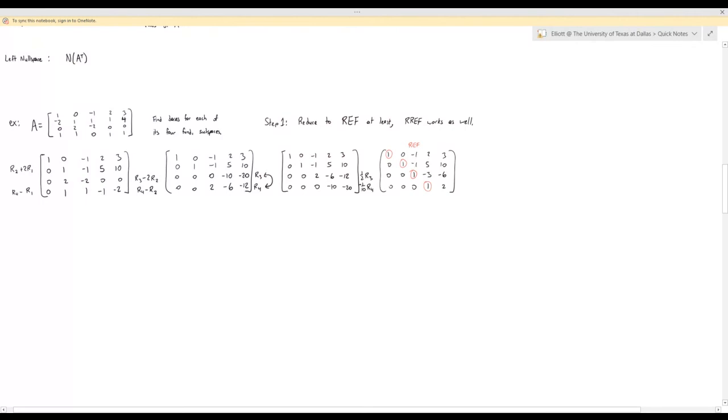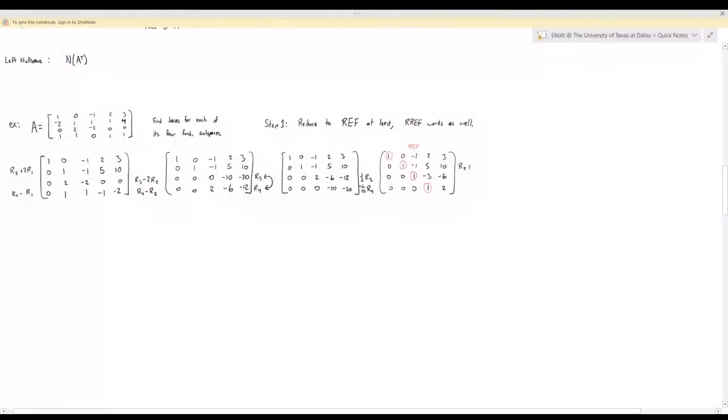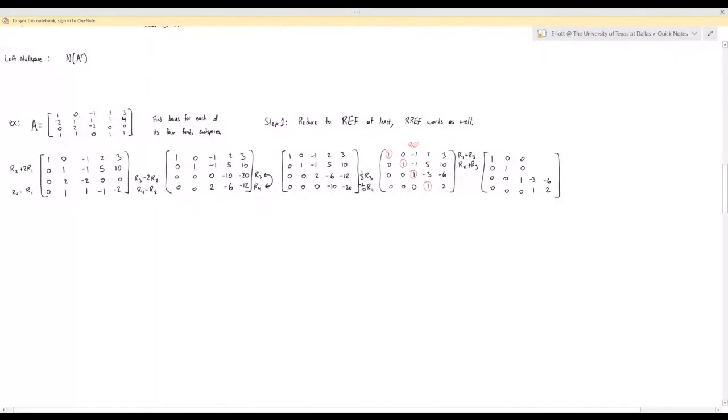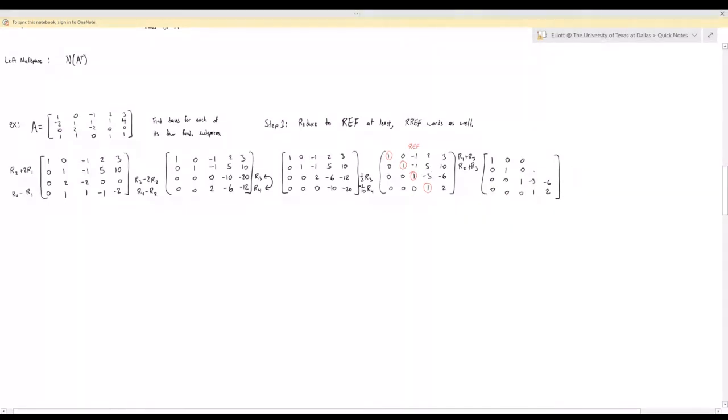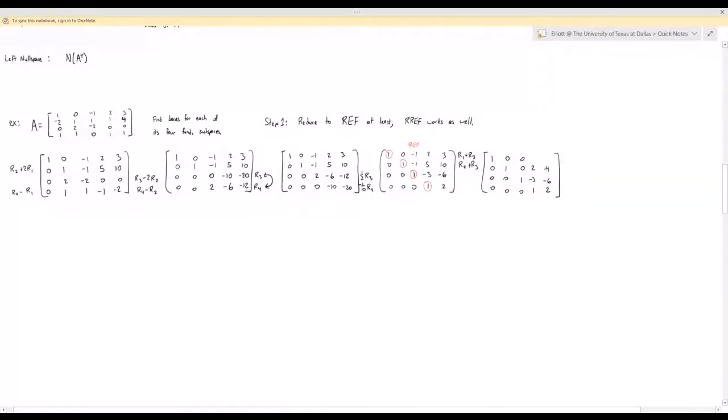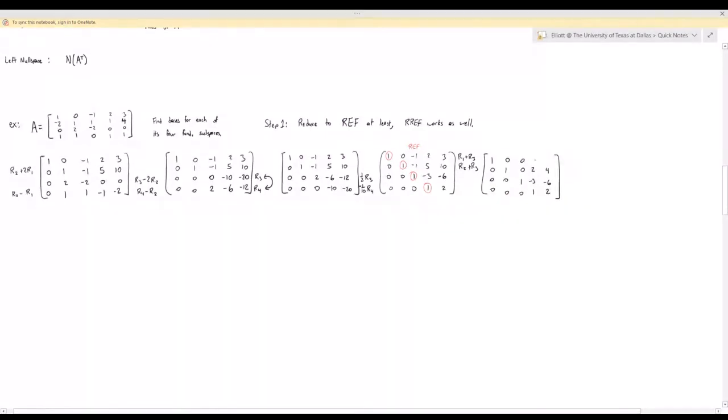So let me start by eliminating everything here above the third pivot. So I'll do row 2 plus row 3, and I'll do row 1 plus row 3 as well real quick. All right, and then if we do row 2 plus row 3, that's going to be 2 here, 4 here. And then if we do row 1 plus row 3, we're going to get a 3 here and a 5 here. Okay.